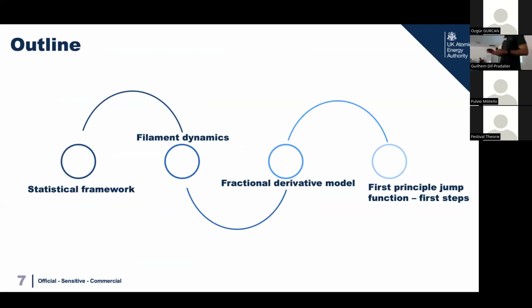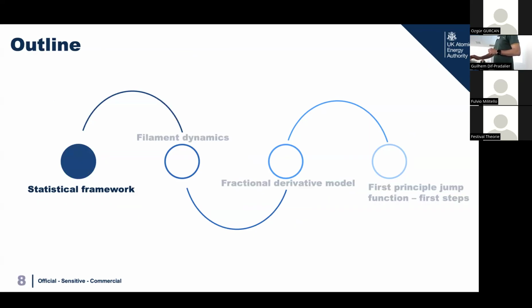Okay, so this is a bit of the outline of the talk. So this was just introduction, a lot of questions already. I will start by describing a statistical framework that we developed a few years ago. Then I will mention how the filaments are moving, and this has a direct consequence on the statistical framework. Then I will mention how we could build fractional derivative models based on the physics that I've discussed. And finally, I will try to describe how we can do this with first principles.